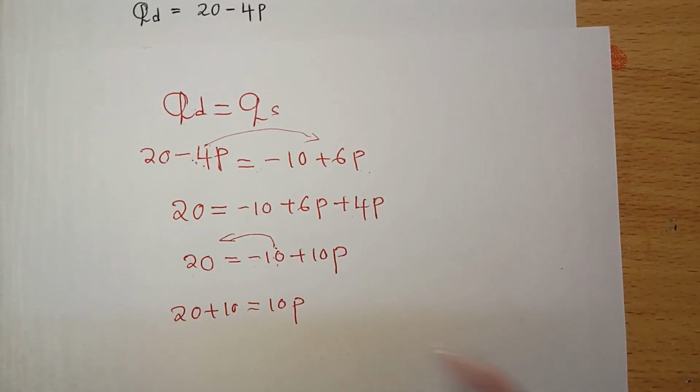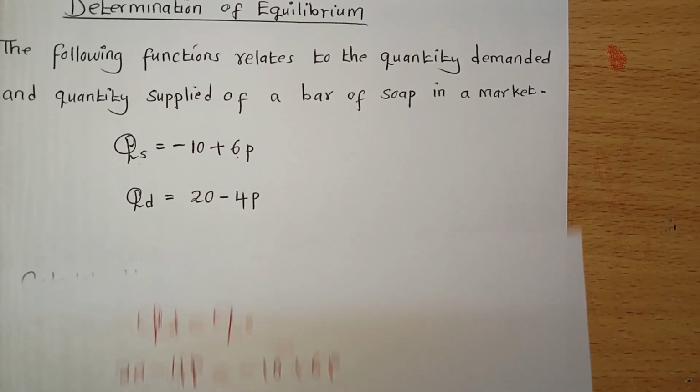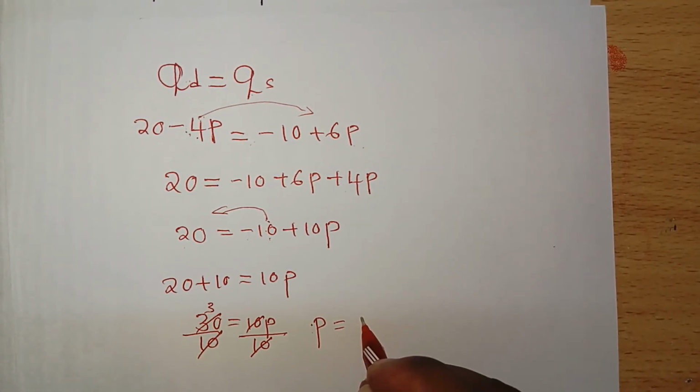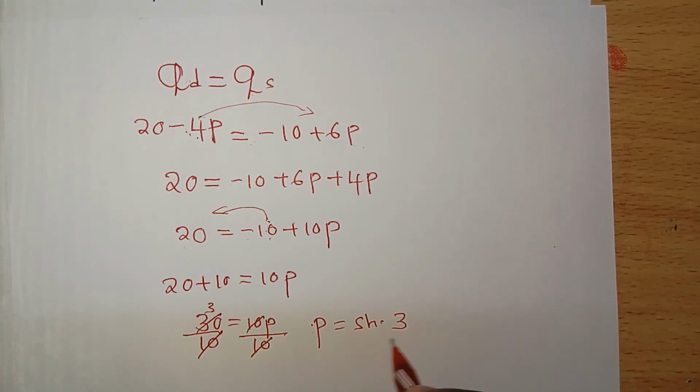Let us now proceed. Here we have 30 equals 10p. We want to find the value of p, so you need to divide by 10 both sides. Here we are left with 3. So meaning our equilibrium price equals 3 shillings.